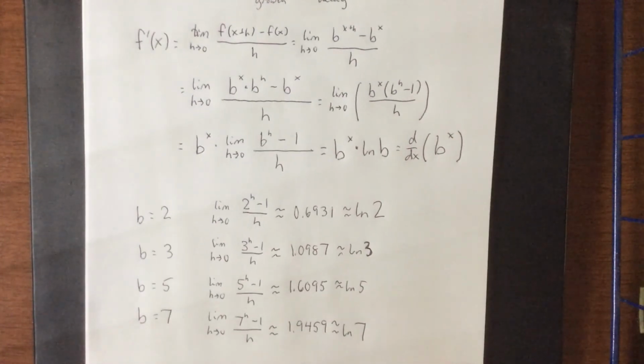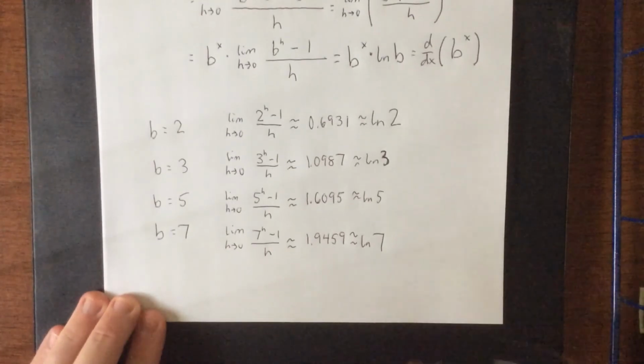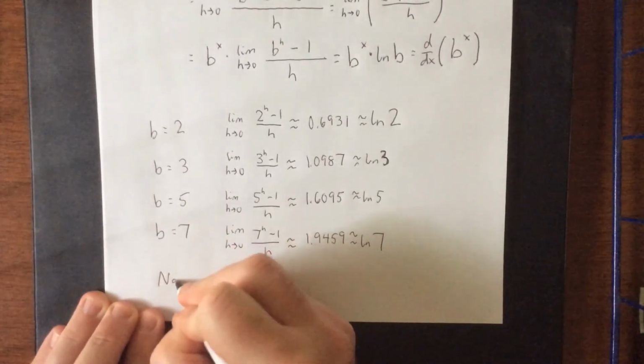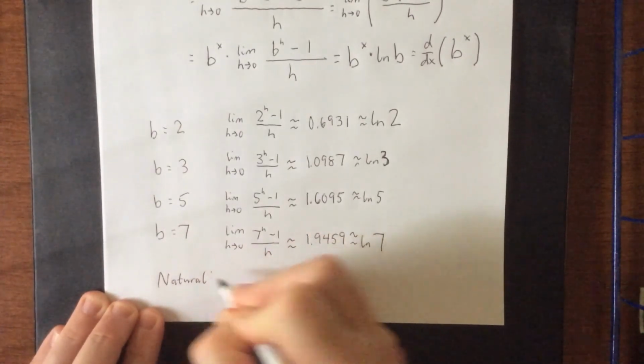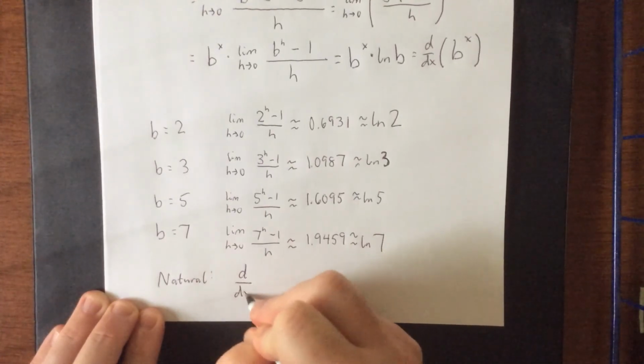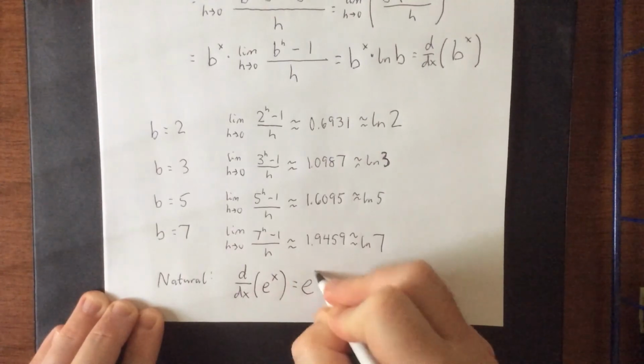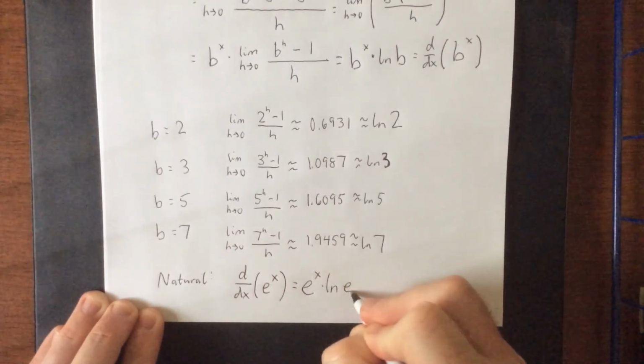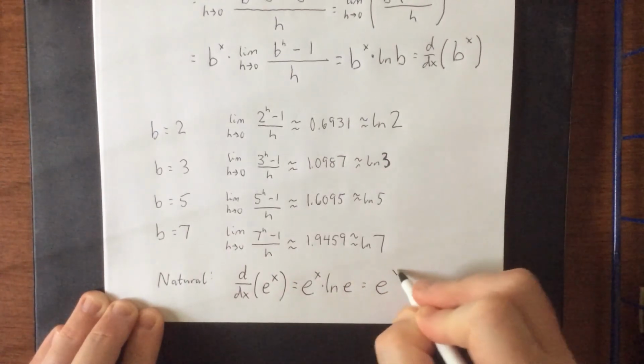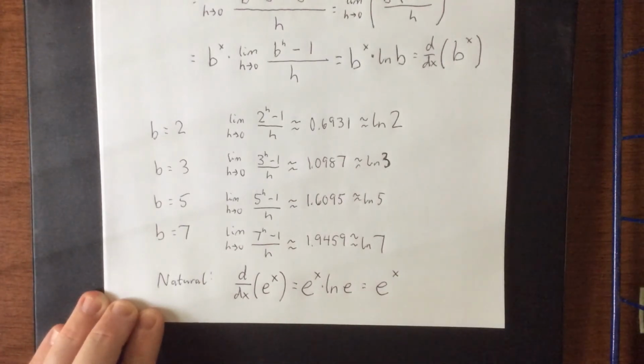That also means that we have one very, very special case, which is the natural exponential. If I take the derivative of e raised to the x power, I am going to get e raised to the x power times the natural log of e. However, the natural log of e is equal to 1. So the derivative of e to the x is going to be e to the x.